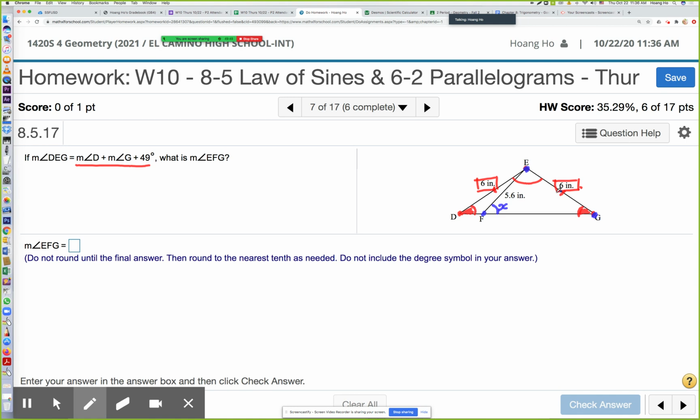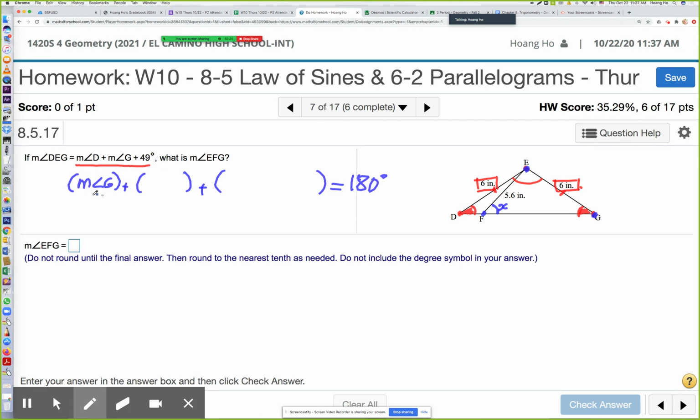You know the opposite side. So if you know angle G, because the opposite side of angle G is 5.6, you can set up a law of sine equation. So let's find out angle G first. In the big triangle EDG, the three angles add up to 180 degrees. Let's write down the measure of angle G: one angle, two angles, and then three angles added together have to be 180 degrees.